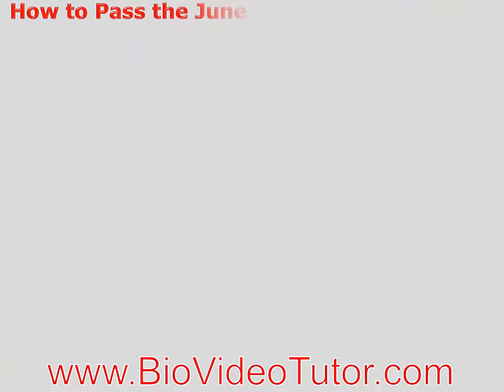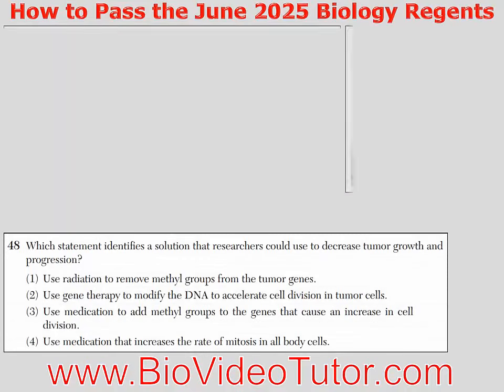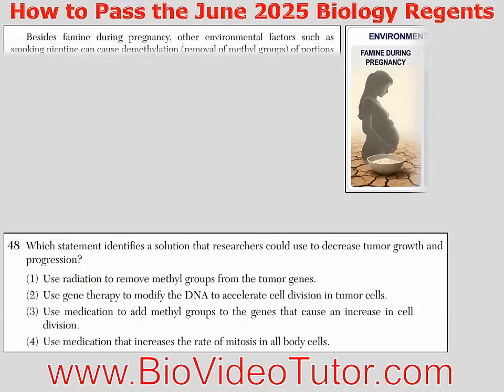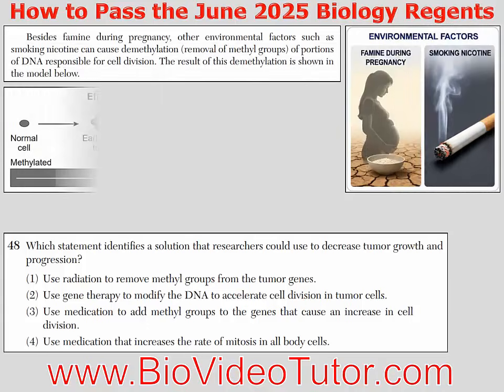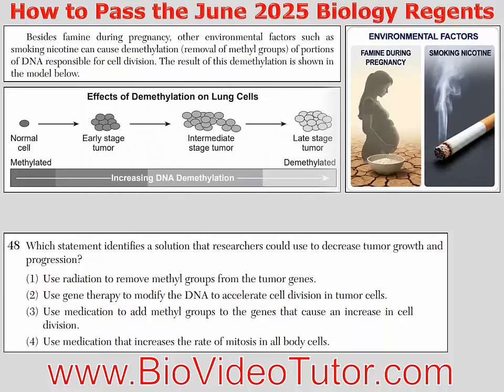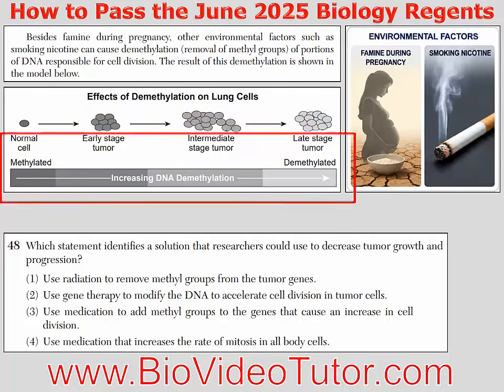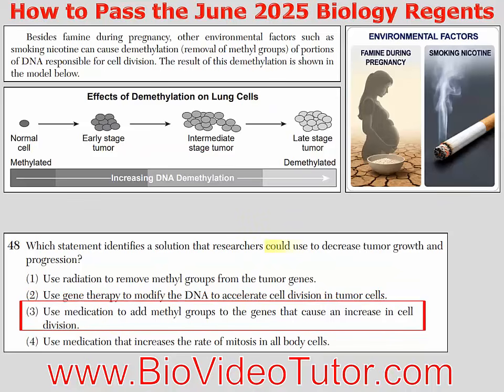How to pass the June 2025 Biology Regents question number 48. Besides famine during pregnancy, other environmental factors such as smoking nicotine can cause demethylation of portions of DNA responsible for cell division. So, if increasing DNA demethylation leads to increased tumor growth, then using medication to add methyl groups to the genes that cause an increase in cell division could be used to decrease tumor growth.